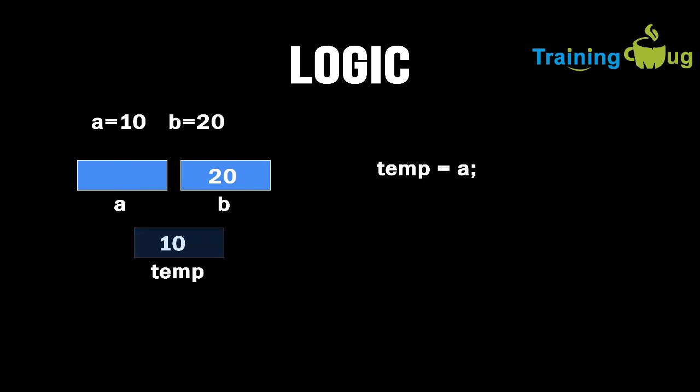Then we are going to assign b to a. Now b value is 20, and that will be moved to a. And finally, the temp value to b. Now the temp value was 10, and finally that is moved to b.